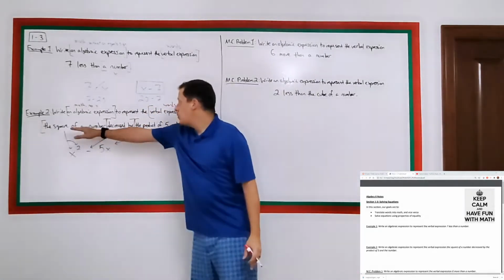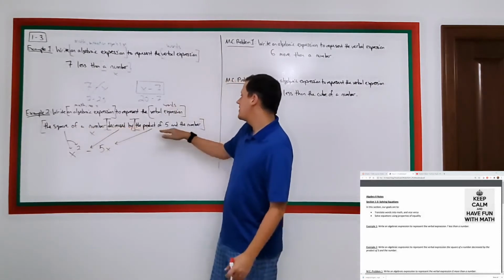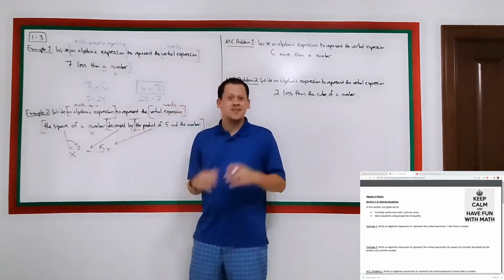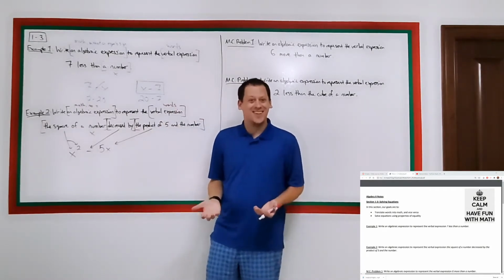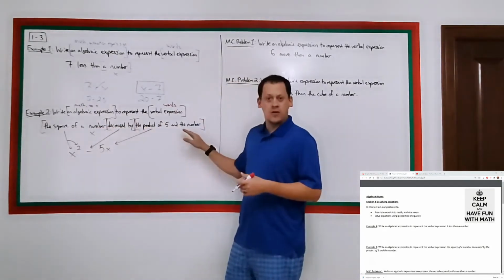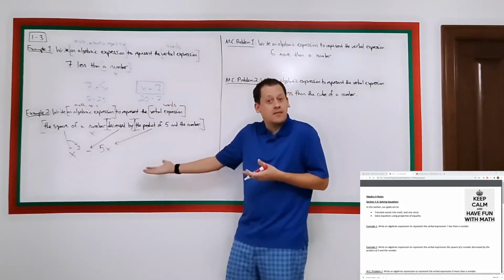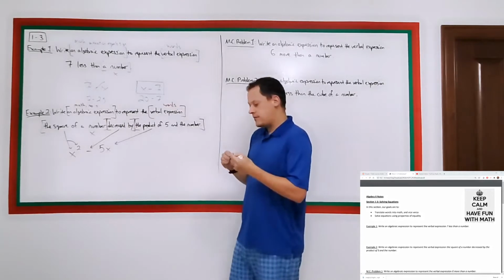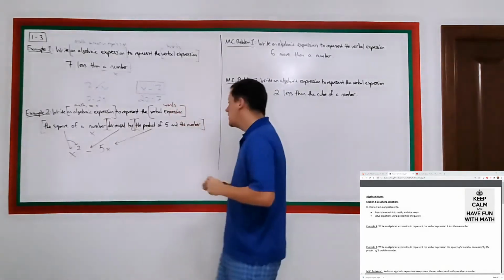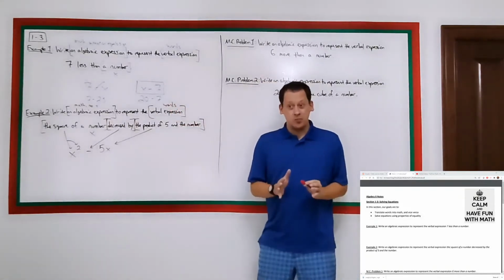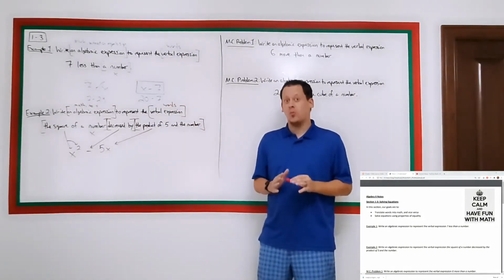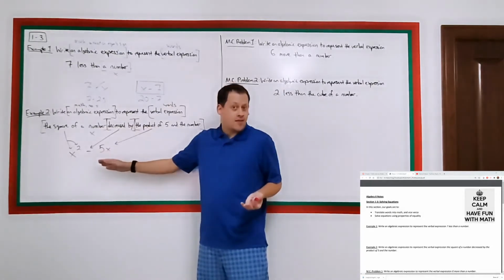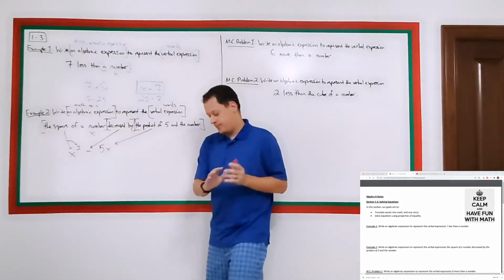So, the square of a number decreased by the product of 5 and the number is just the way of saying x squared minus 5x, real fancy like. We can take these words and turn them into math without an equal sign. X squared minus 5x. So, that's a couple examples of how this type of problem works, where we're taking the words and turning them into math, one piece at a time.